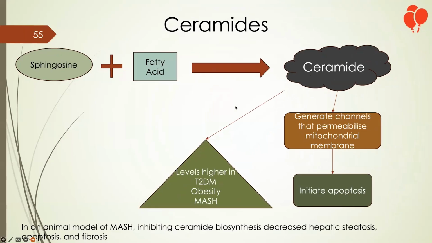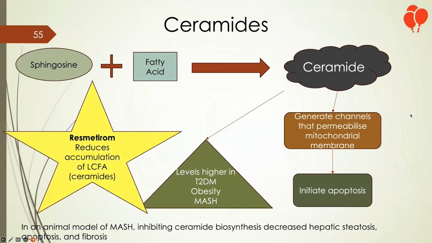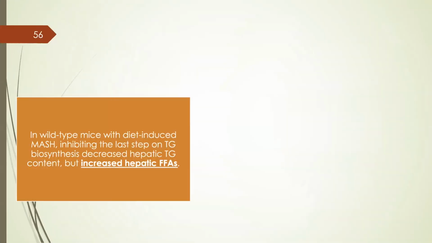Another form of fatty acid which is noxious for the hepatocytes is when the fatty acids cannot be converted into TAG because the machinery is already overwhelmed, so it gets attached to this substance called sphingosine. This leads to formation of a compound called ceramide. Now this ceramide leads to increased permeability of the mitochondrial membrane. It will initiate apoptosis, and then this leads to more insulin resistance and more inflammation within the liver. This is the area where resmetirom, which has been released as the first drug for treatment of non-alcoholic fatty liver disease, is supposed to be acting.